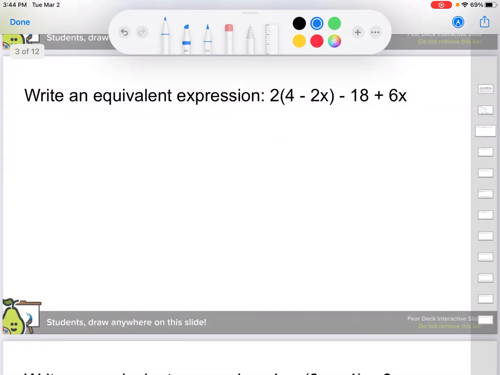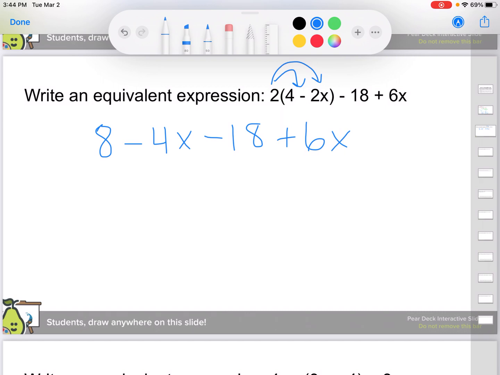They want an equivalent expression. The first thing I'm going to do is the distributive property. So I have 8, and then a positive times a negative is going to leave me with a -4x. And then I have -18 plus 6x. Now I'm going to move my stuff around so that I have the right stuff together. So I have a -4x, I have an 8, I have a -18, and I have a positive 6x.